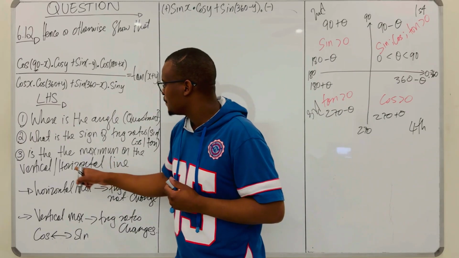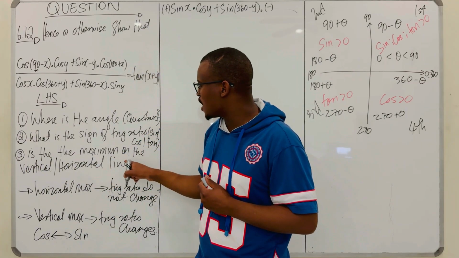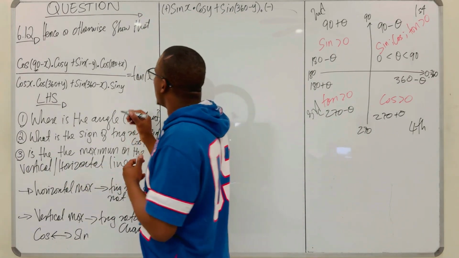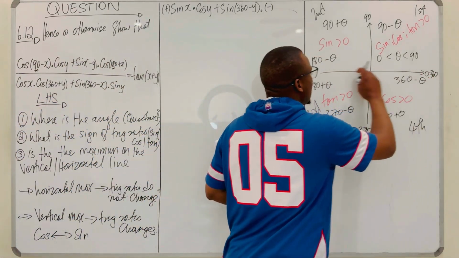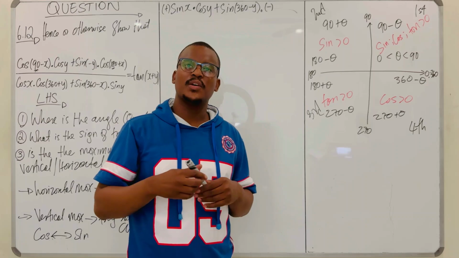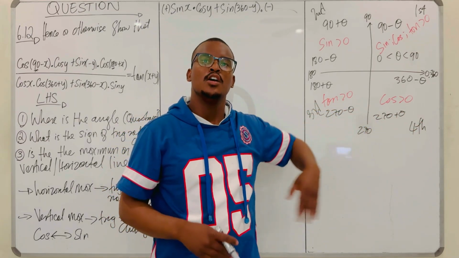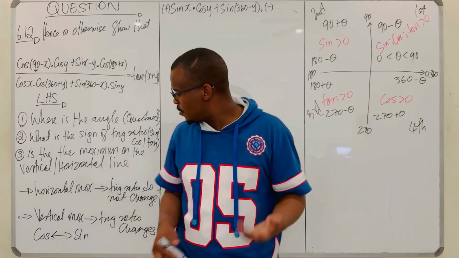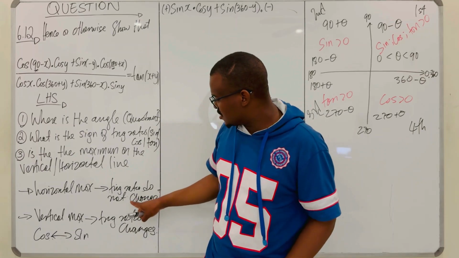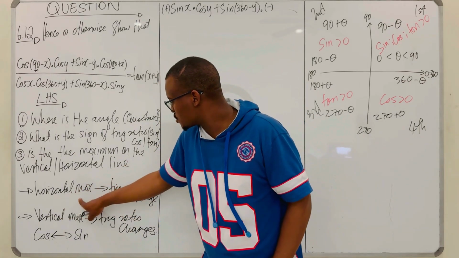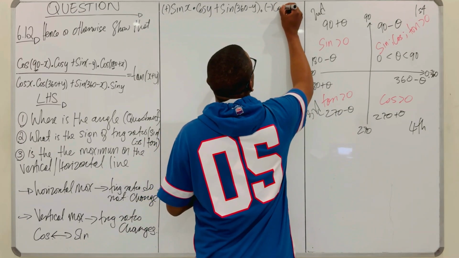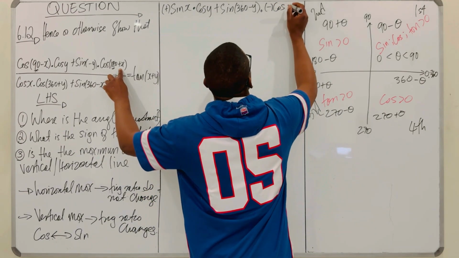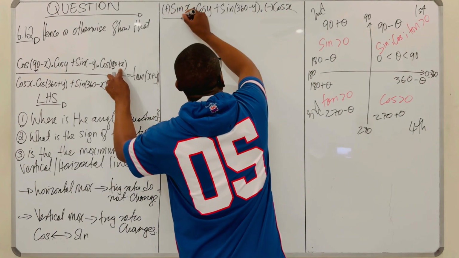We move on. Is the maximum on the horizontal or on the vertical line? Your maximum here is 180. Go and look for 180 there. 180 is on this horizontal line. If the maximum is along the horizontal line, your function will remain the same. Your function does not change. So in this case, you just have negative cos of whatever the angle was there, which is cos x. All over what?